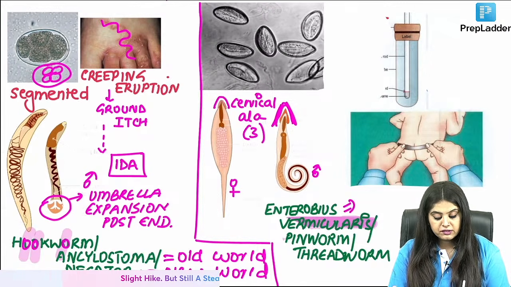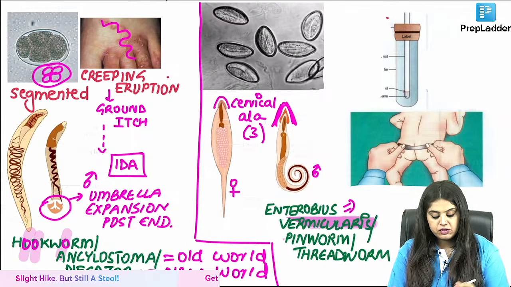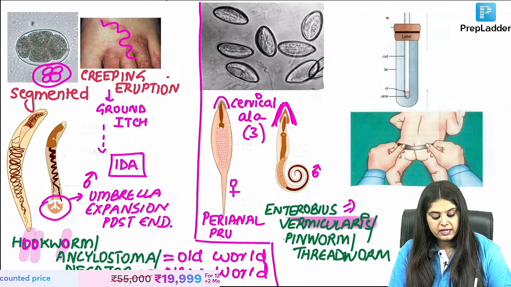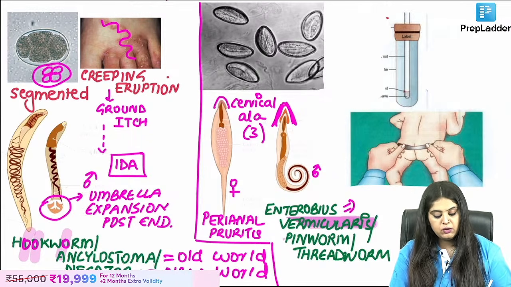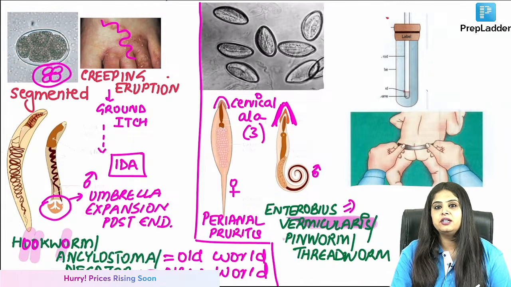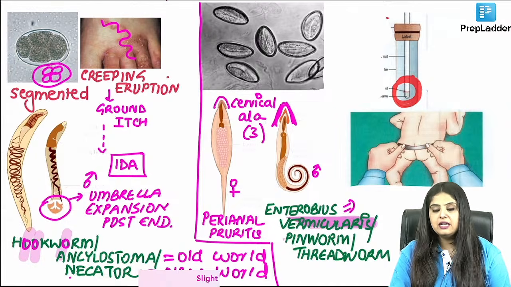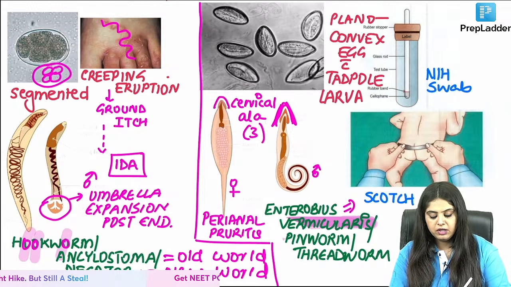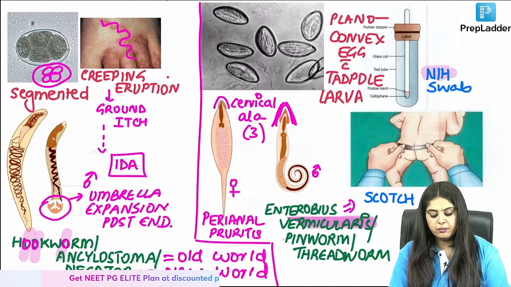This is what causes a very famous finding which is known as perianal pruritus. This word will be written and you can't mess up. Please note how will you identify? Ma'am, the patient will come to you with itching. A child or adult will have perianal itching. So in an adult, I can take a swab from the anal region. That swab is known as the NIH swab.